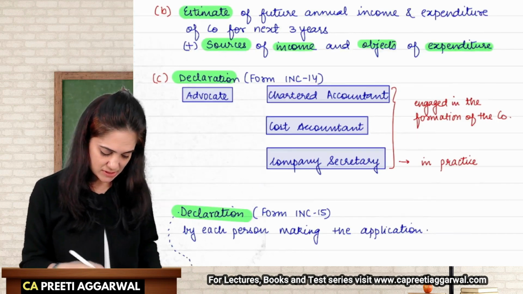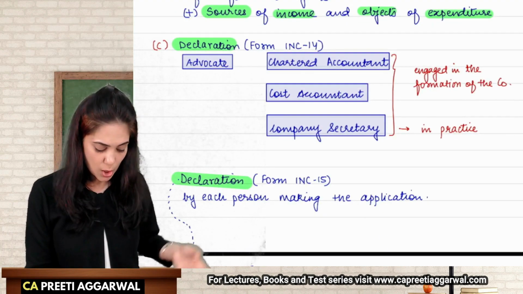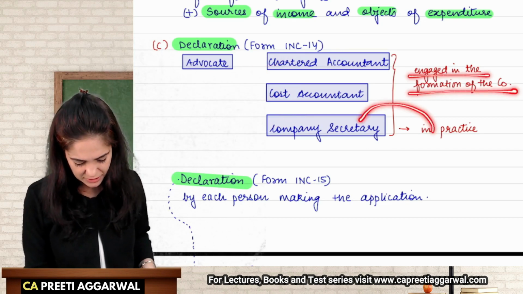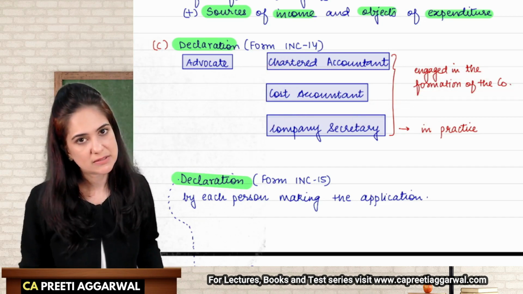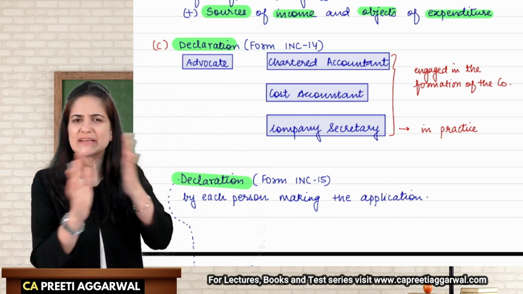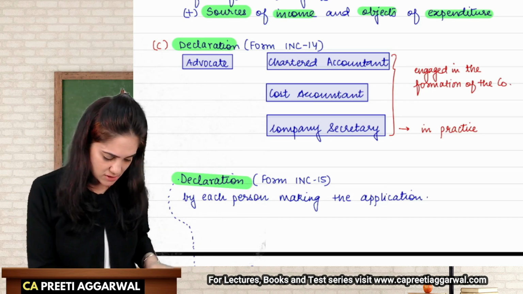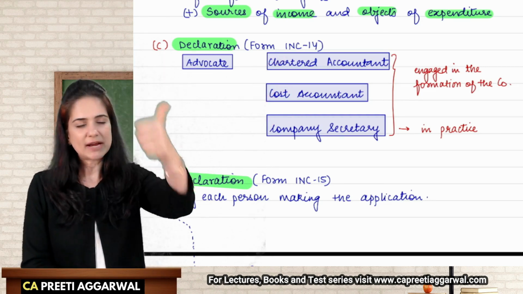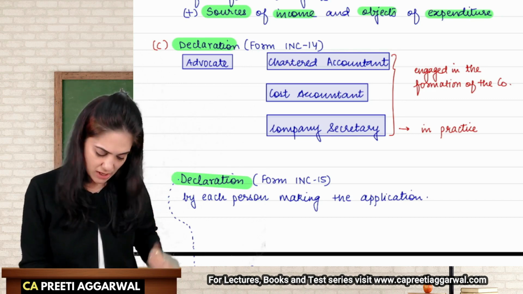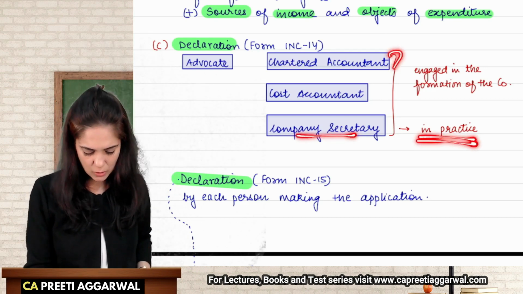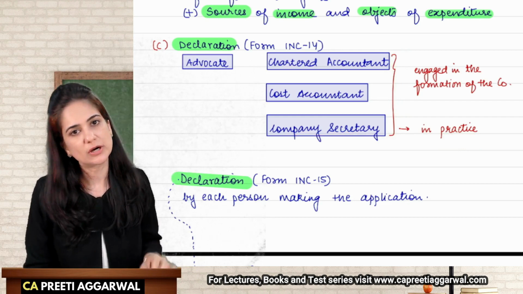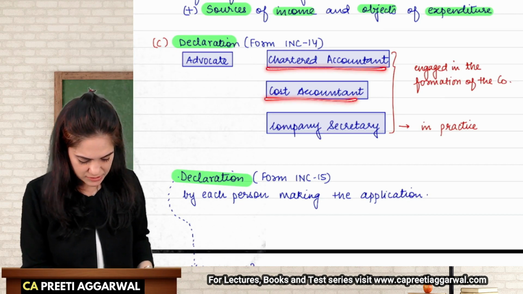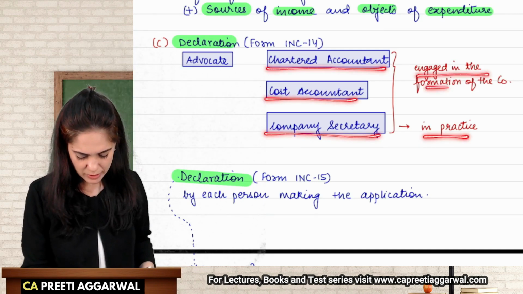So these persons will give declaration: either an advocate or a chartered accountant, cost accountant, company secretary engaged in formation of the company. Company secretary should be in practice. Now, why have I written it in this manner? Because it is easy to remember. You can remember advocate, CA, CS, CWA. Company secretary should be one in practice, and all are engaged in the formation of the company.